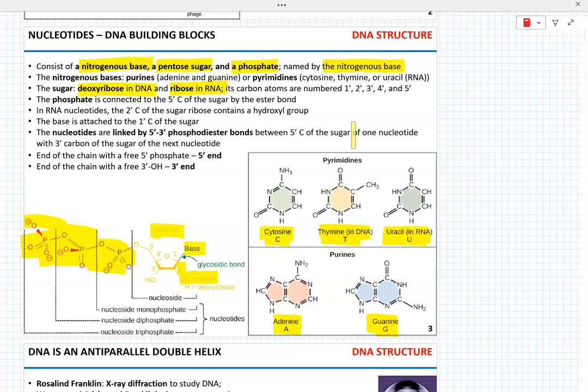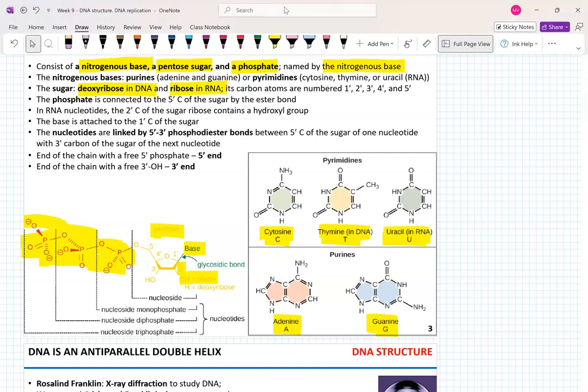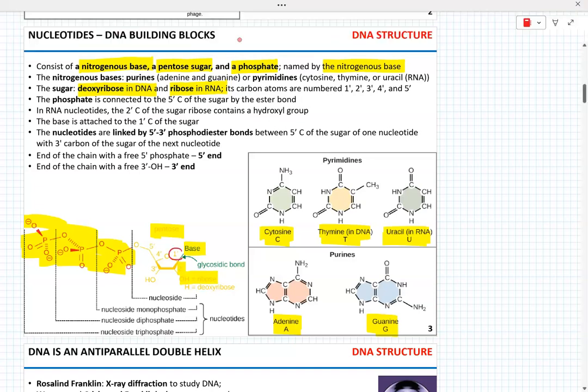You can see that the base is connected to the first carbon, so-called 1' carbon of the sugar, while phosphates are attached to the 5' carbon of the sugar by the ester bond.